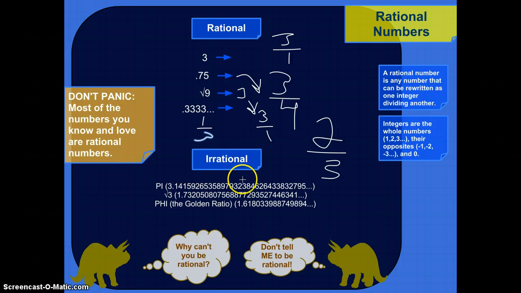Here's just a few of the decimals of pi. As far as we know, this goes on forever without any kind of pattern that we can figure out. Square root of 3 is another one. These decimal places just go on forever. You can't break it down to something nice and simple like that. Phi is another one, 1.61 gobbledygook.